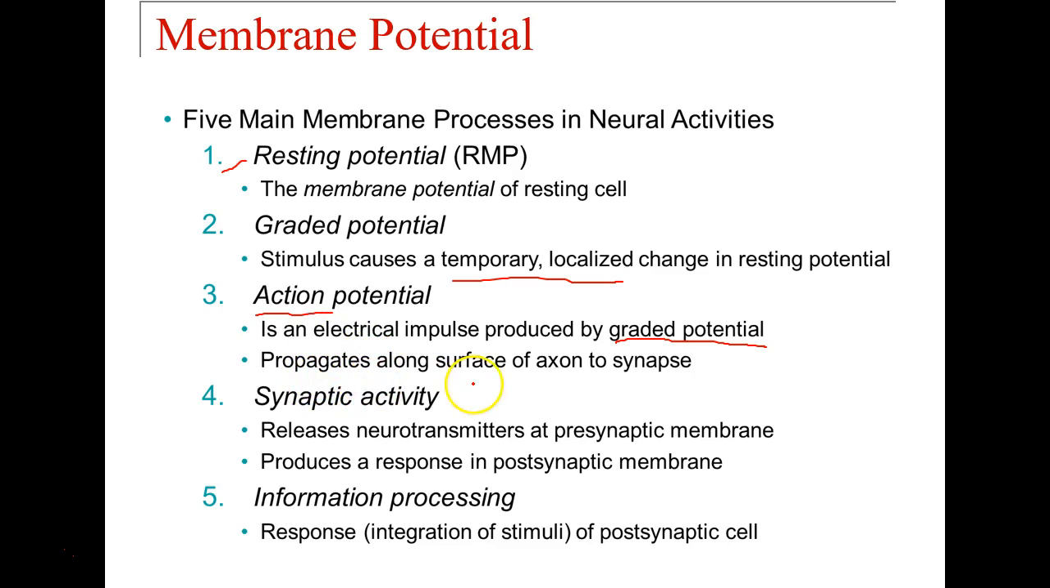So we will propagate along the surface of an axon to the synapse. The synaptic cleft activity. So neurotransmitters will be released from one neuron to the postsynaptic cell. And information processing, so response, so integrating that stimulus, response of the postsynaptic cell.